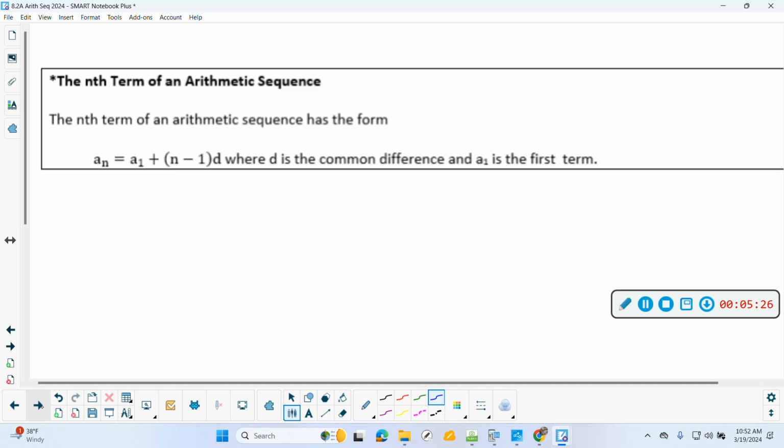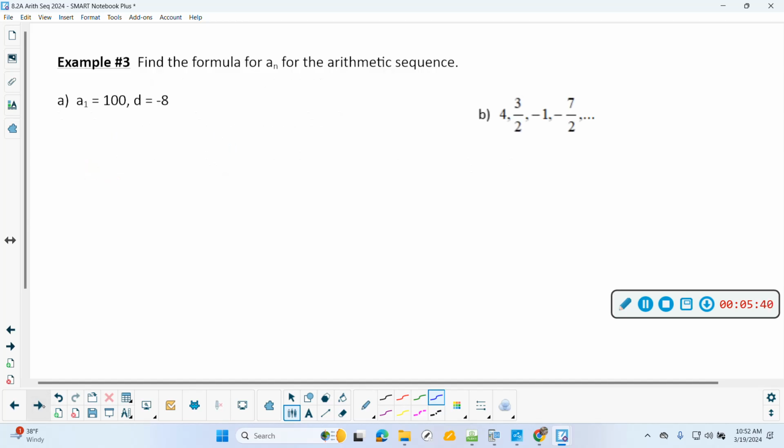You've got a nice formula to use, my friends. And this is the first formula on your formula sheet, which I'm going to give you today, obviously. Now, first term, of course, is A1. That's what you're going to have to fill in. And obviously, D is our common difference. So, find the formula, AN, for the arithmetic sequence.